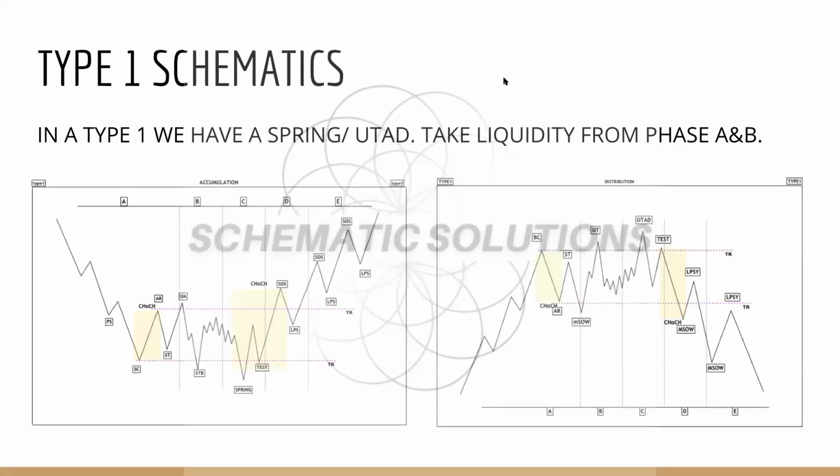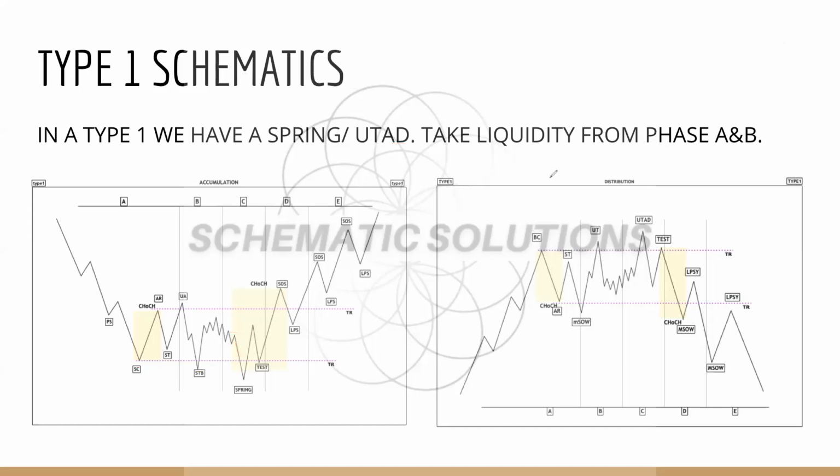Perfect. So now our type 1 schematics. In our type 1 schematics, we're always going to have either a spring or a UTAD. And ultimately what this is doing is testing the minimums or the maximums of phase A and B. So ultimately we want to see it take liquidity. If we have relatively equal lows, every single low, every single high has liquidity. So if we see price take the liquidity from phase A and phase B, this is going to be our spring. Once we break structure, that confirms our entry. Relatively simple.